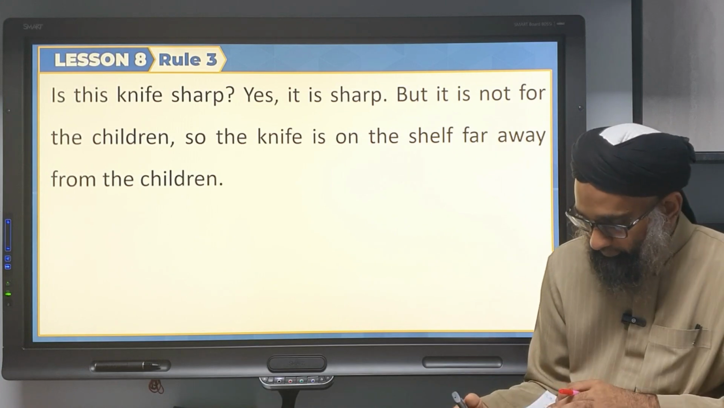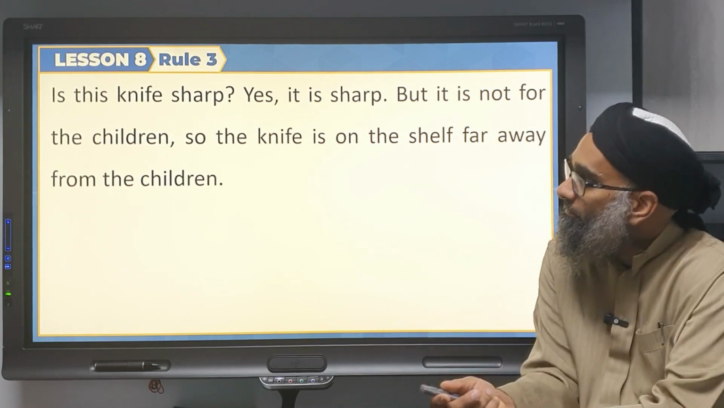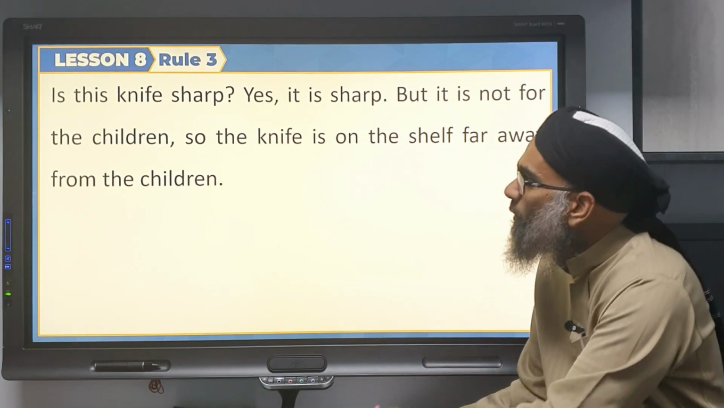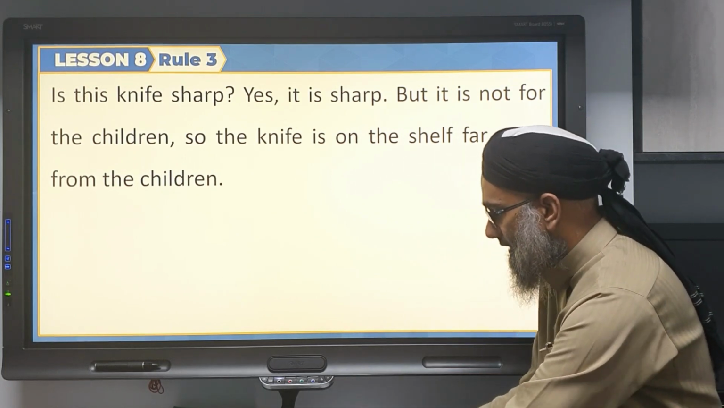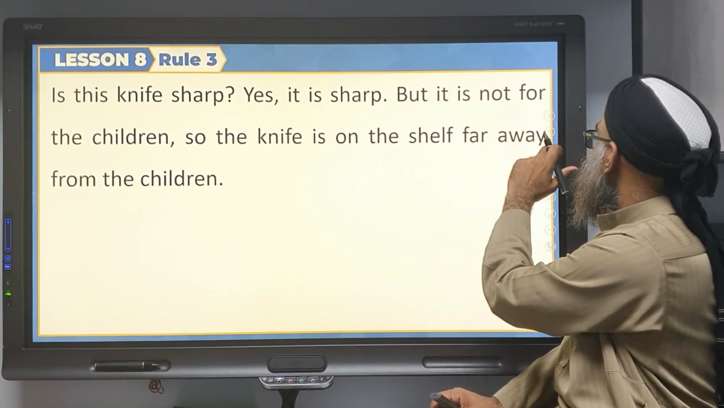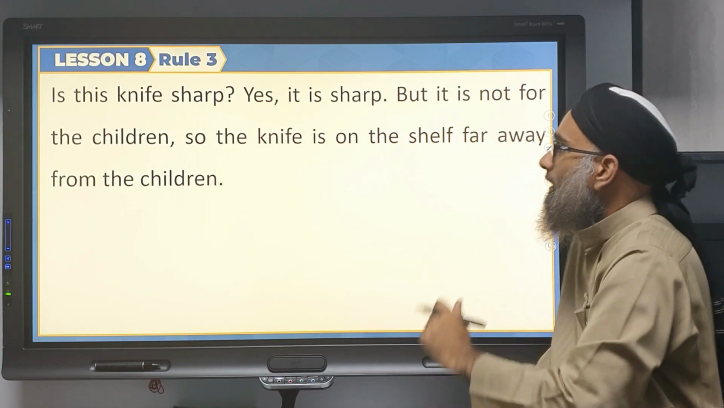Alright, it's a bit longer one. Let's try this one. Practice, it's just nice and short. Let's do one sentence each, like one question, one answer each. Bismillah.